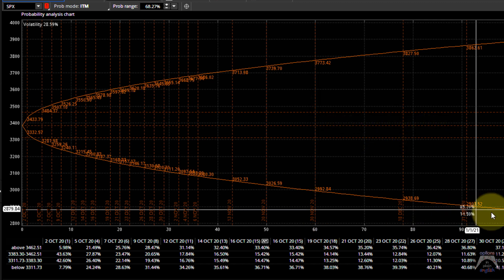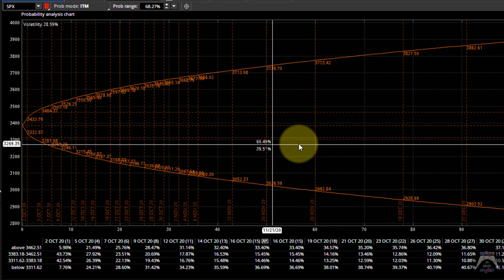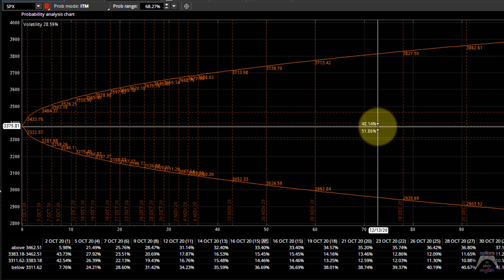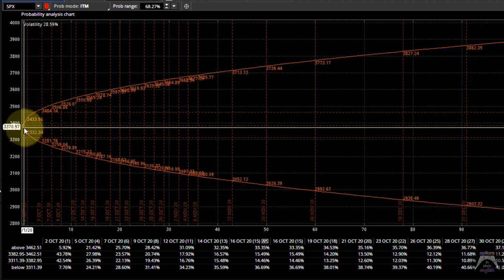Now, we can see here that as time passes, the range widens, because we have more time for volatility to act. So this is just so you get a visual understanding of what the VIX, which is the implied volatility of the SPX, is telling you about the potential future levels of SPX.